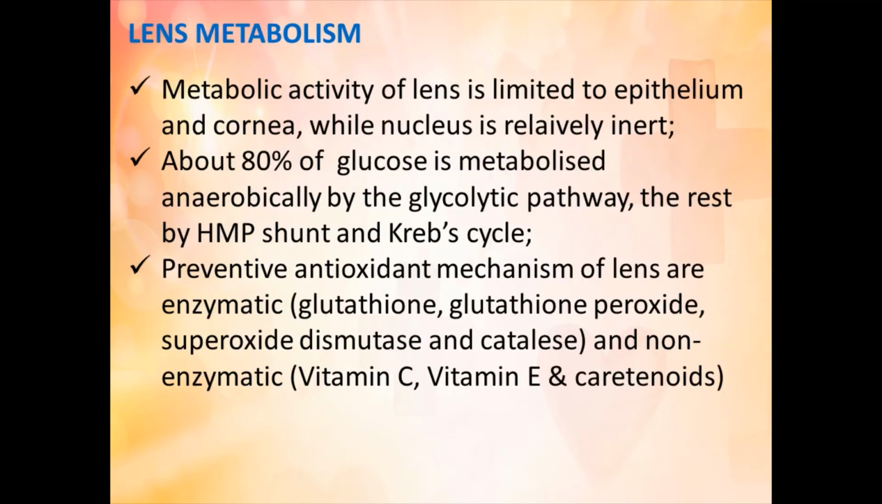Lens metabolism. The metabolic activity of lens is limited to epithelium and cortex, while nucleus is relatively inert. About 80% of glucose is metabolized anaerobically by the glycolytic pathway, the rest by HMP shunt and Krebs cycle. Preventive antioxidant mechanisms of lens are enzymatic. The enzymes are glutathione, glutathione peroxidase, superoxide dismutase, and catalase. And the non-enzymatic mechanism is by vitamin C, vitamin E, and carotenoids.